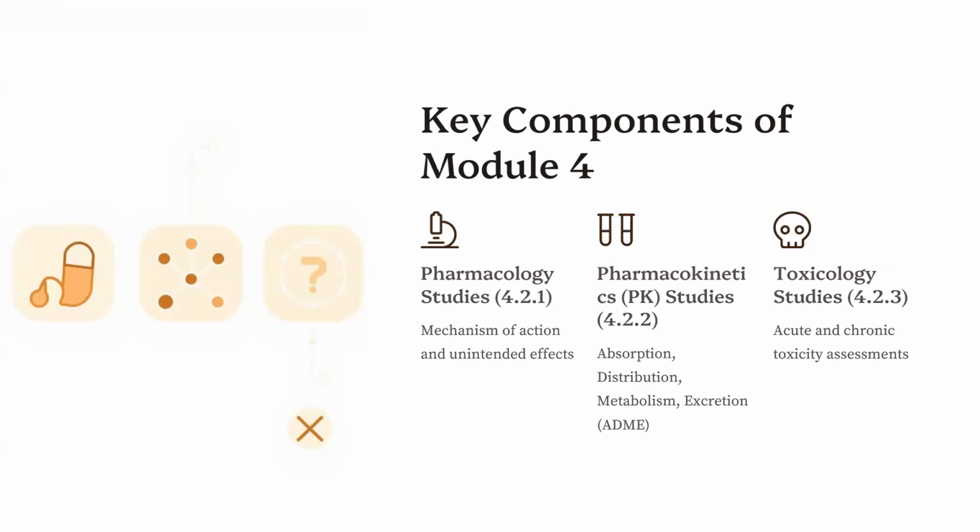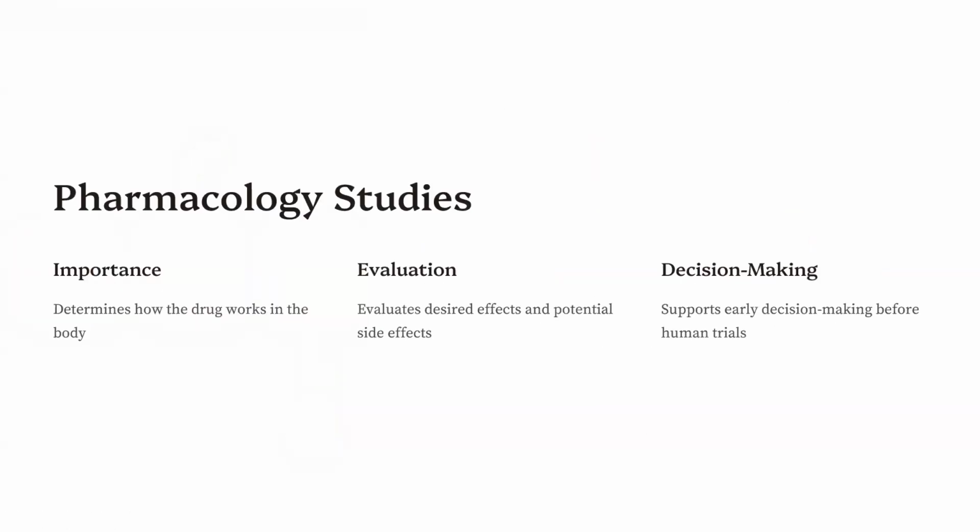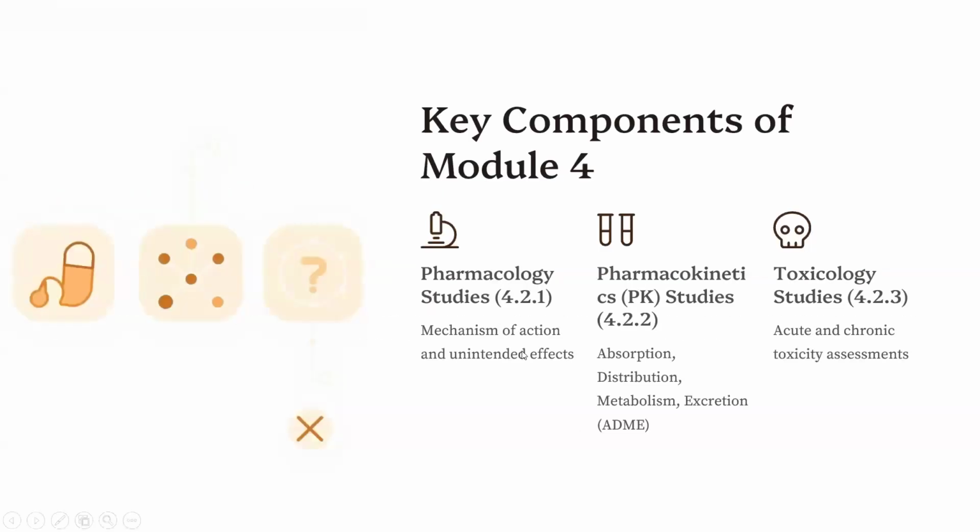In pharmacology studies, you have to submit primary pharmacodynamics, which will confirm the mechanism of action, and then the secondary pharmacodynamics, which will cover the off target effects. Okay, so the first one is your primary pharmacodynamics, and the second one would be your secondary pharmacodynamics. The first one will talk about mechanism of action, and the second one will talk about the unintended effects or off target effects. Okay.